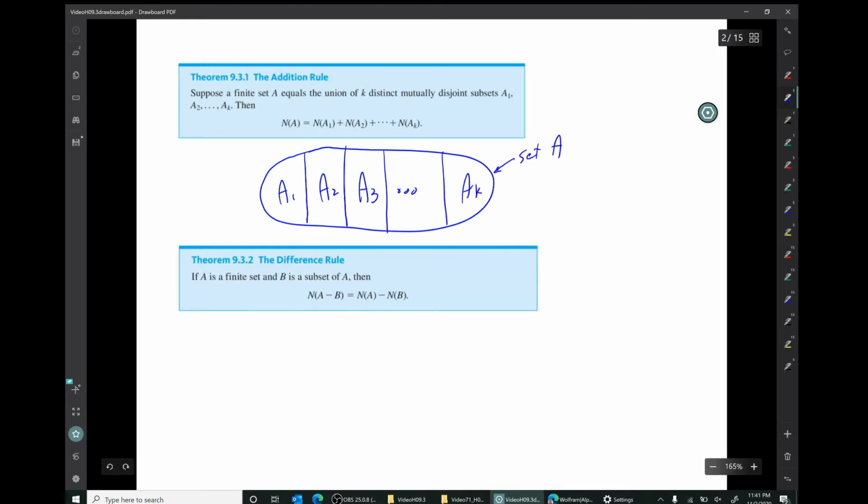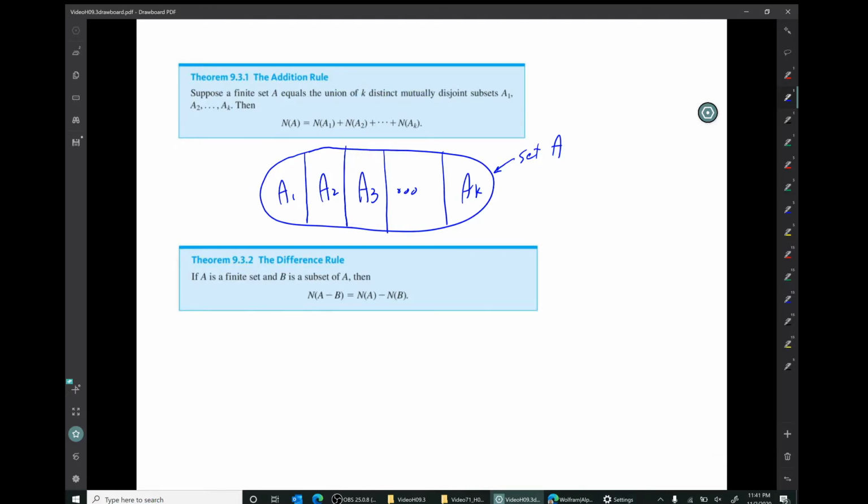So there's a picture of a set A that's made up of the union of k mutually disjoint sets. And so the total number of elements in all of set A is just simply the sum of the elements in each of those constituent sets.